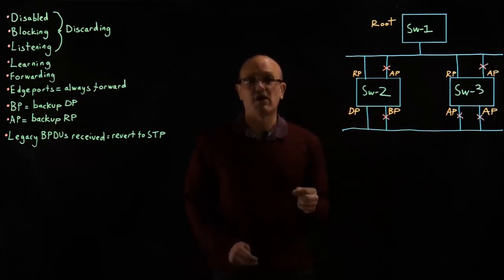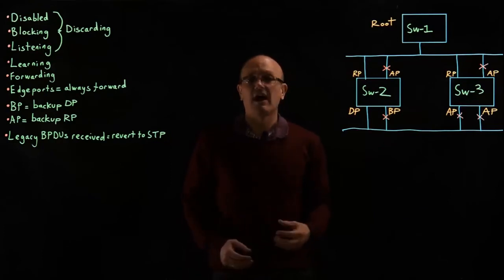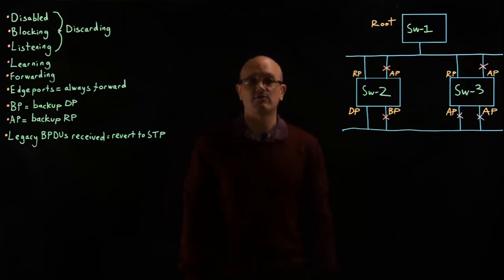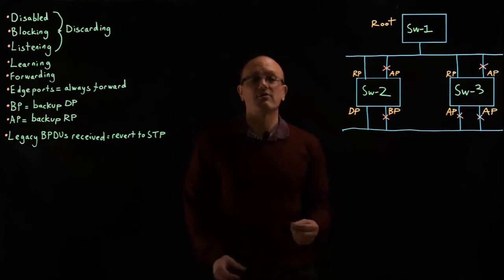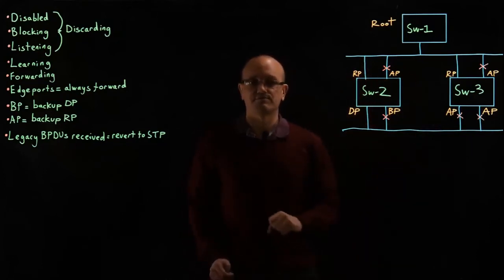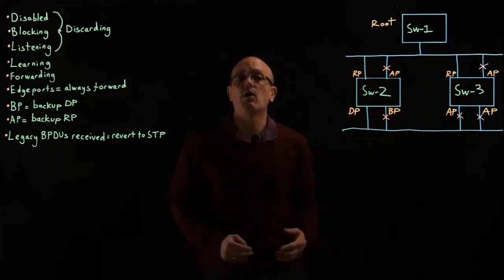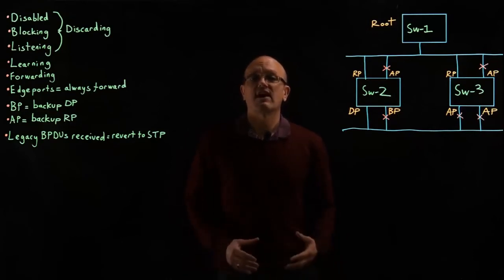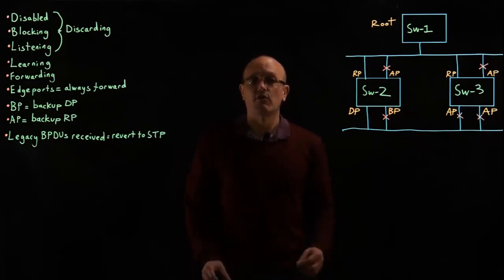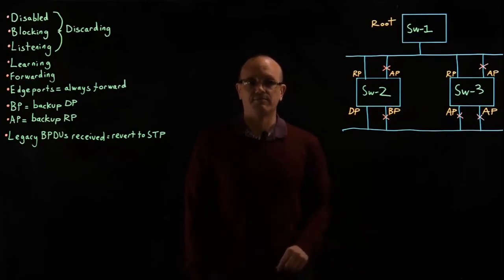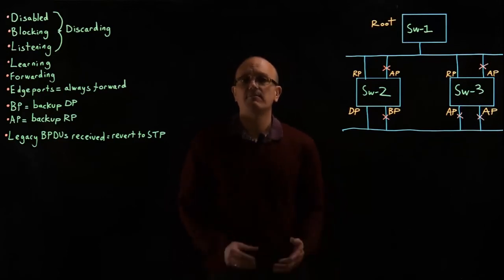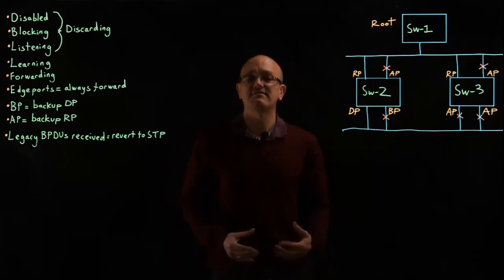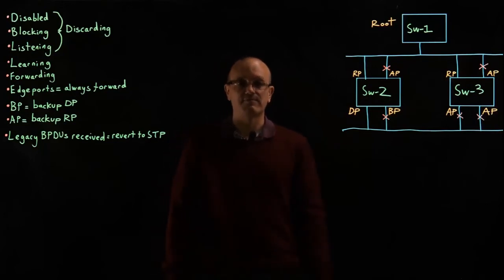And backup ports are in blocking state as long as they're receiving superior BPDUs from the same switch. And then we have alternate ports, and alternate ports are backing up root ports. And alternate ports are always in blocking state as long as they are receiving superior BPDUs from other switches. So with all these improvements in place, rapid spanning tree can converge significantly faster than standard spanning tree.